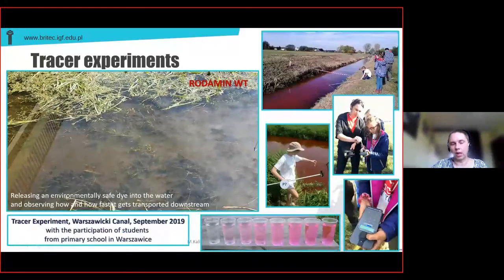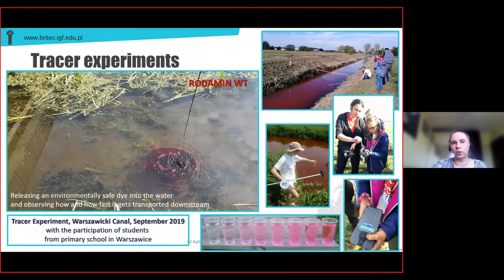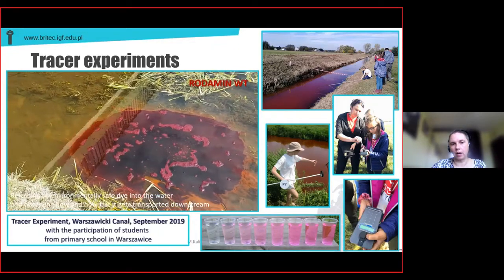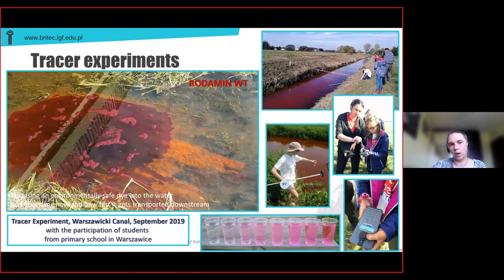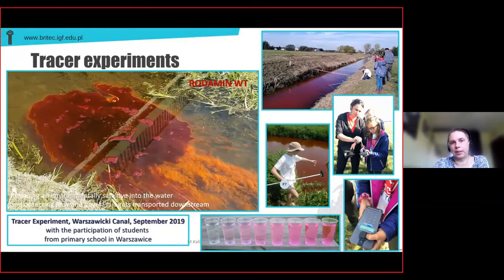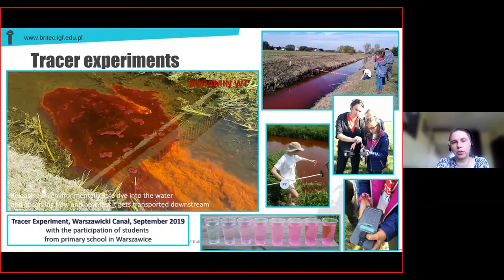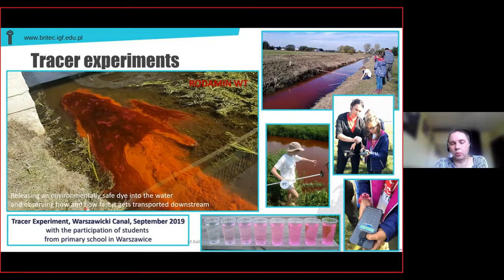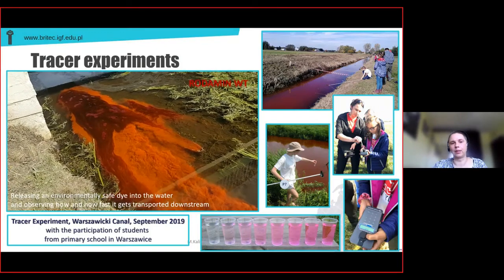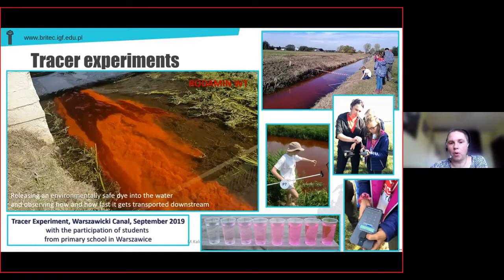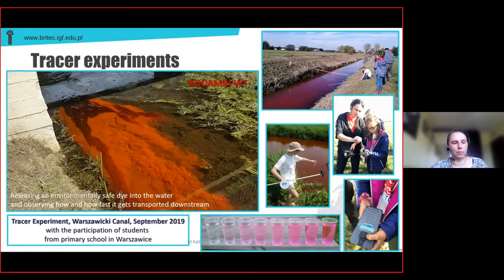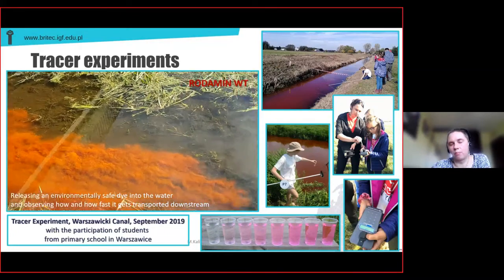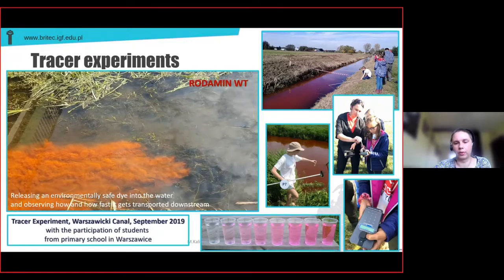Some of them may be established only using so-called tracer experiments. Here you can see an example of such a tracer experiment, with students from one of the primary schools of the BRITEC project. In this kind of experiment, we put a colorant, here rhodamine, into the water. This is an environmentally safe dye, and after releasing it, we observe how fast and how it gets transformed downstream. Practically, we measure the color of the water, and based on the measurements we establish the mentioned parameters and coefficients, and later use them while creating the models.